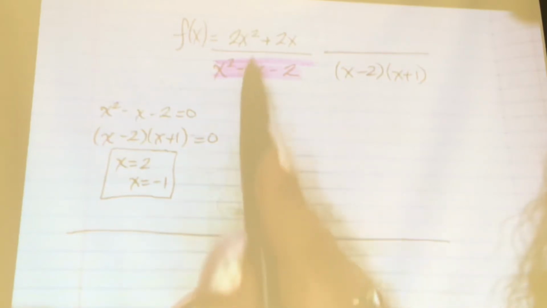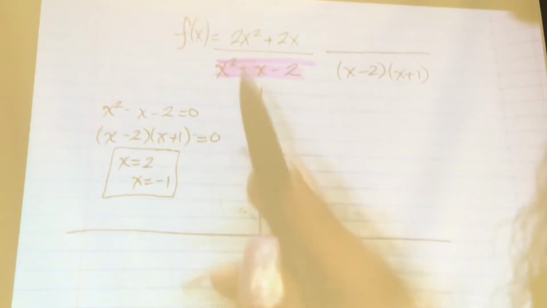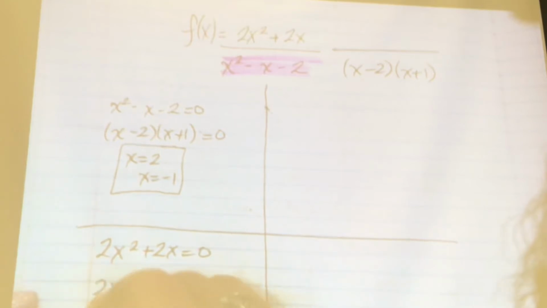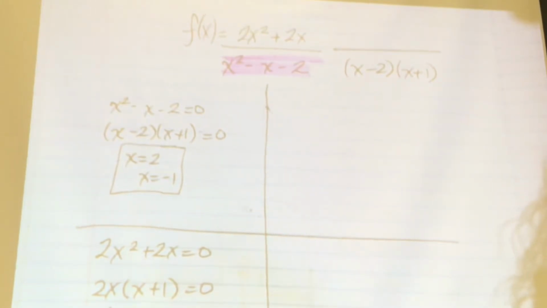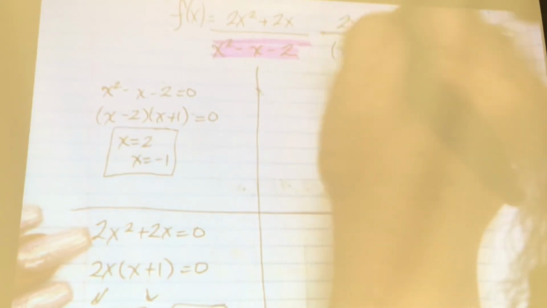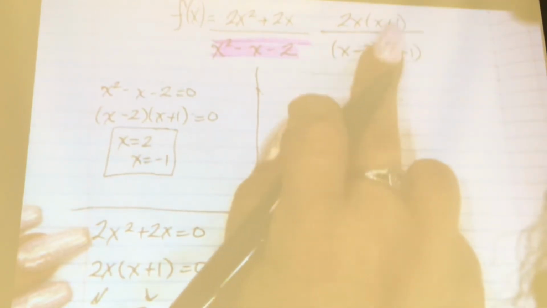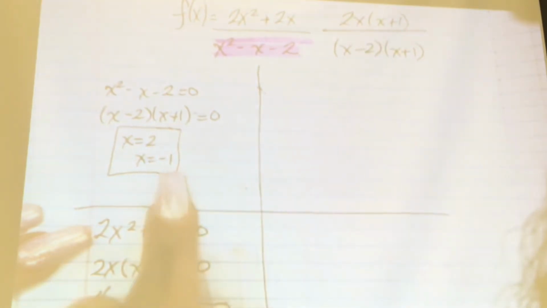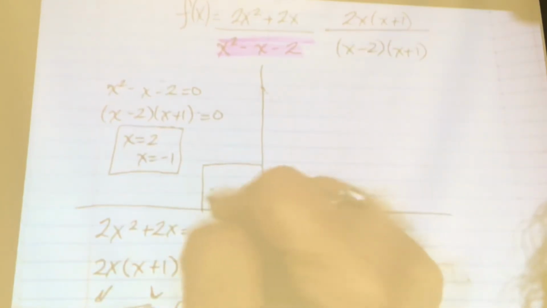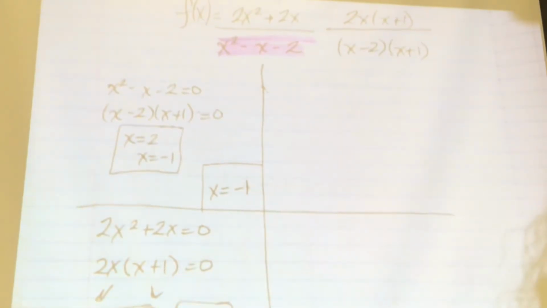All right, so x-intercepts are going to be when the numerator is equal to 0. So that's 2x squared plus 2x equaling 0. I can factor out a 2x, and I'm left with x plus 1. So my x-intercepts are x equals 0 and x equals negative 1. So this top part factors to 2x and x plus 1. What do you notice is going to happen here? There's a hole. Look, negative 1, x plus 1, x plus 1. So there's going to be a hole at x equals negative 1.